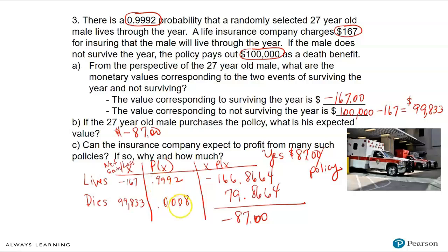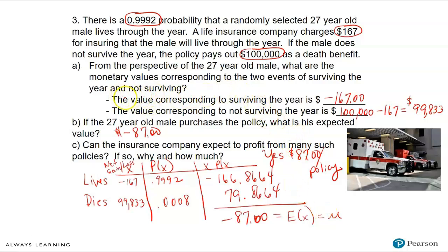The probability that he dies is 1 minus the probability that he lives. So 1 minus this number gives me this number. And then from there, once I have this table completed, the expected value is simply the mean. So we're going to do x times p of x and then add those up. And that's going to be my expected value or my mean.